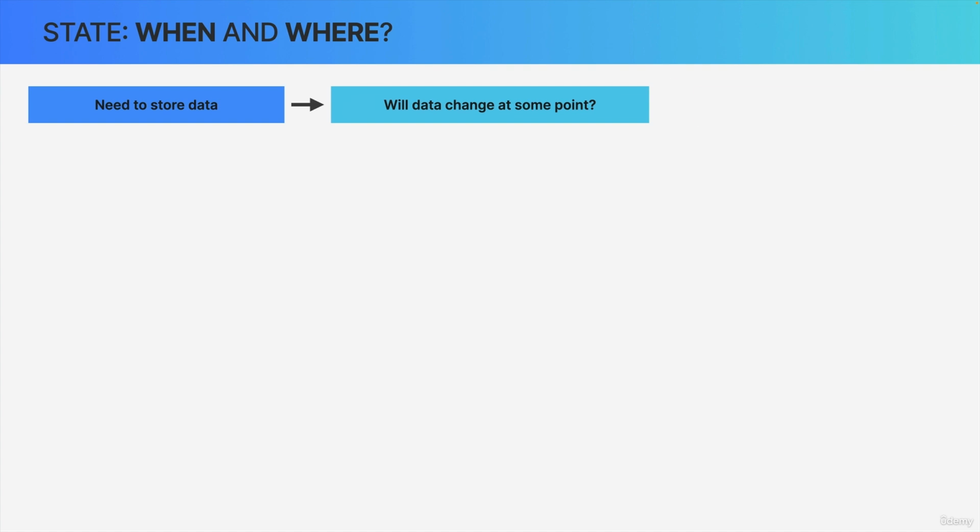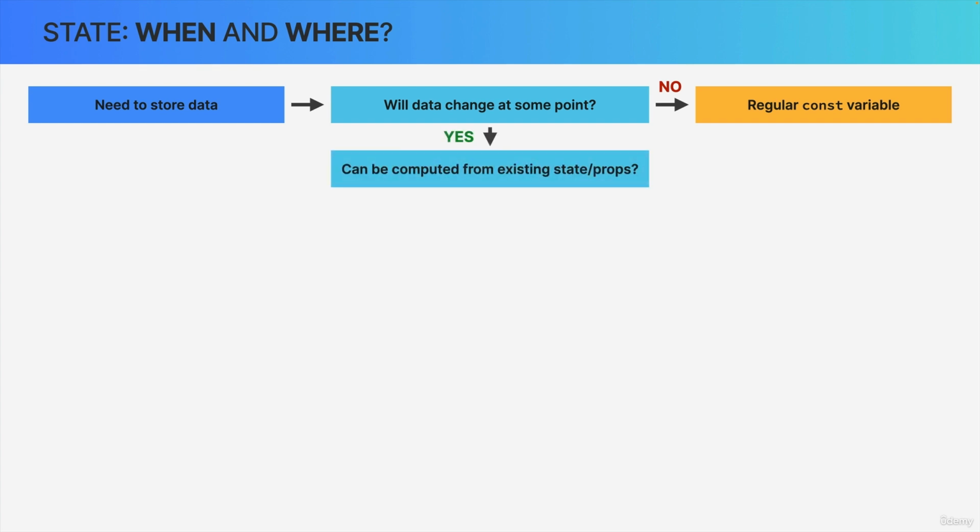And if the answer is no, then all you need is a regular variable, so probably a const variable. However, if the data does need to change in the future, the next question is, is it possible to compute or to calculate this new data from an existing piece of state or props? If that's the case, then you should derive the state. So basically calculate it based on an already existing state or prop. And this is a pretty important concept, so there is a separate lecture on derived state later in the section.